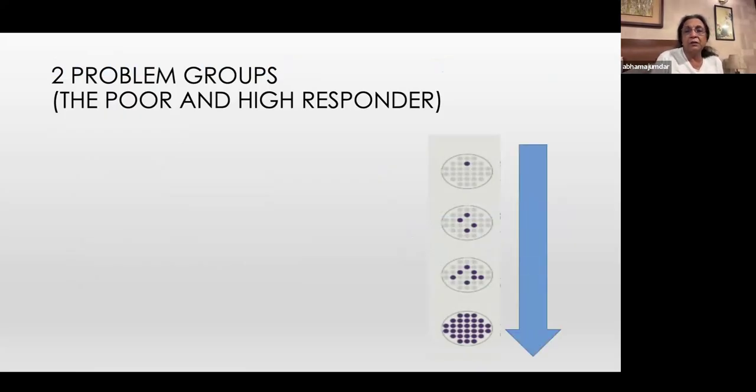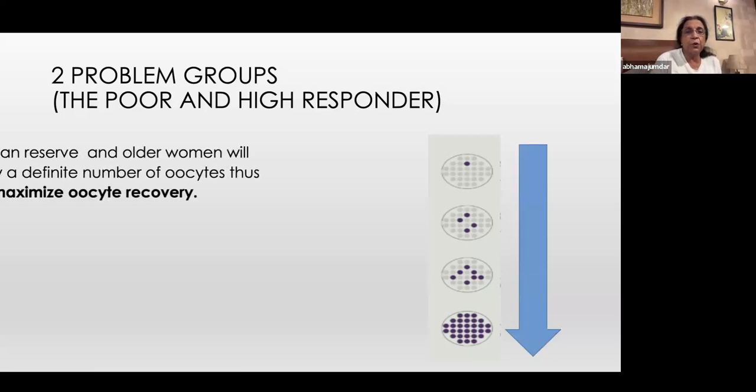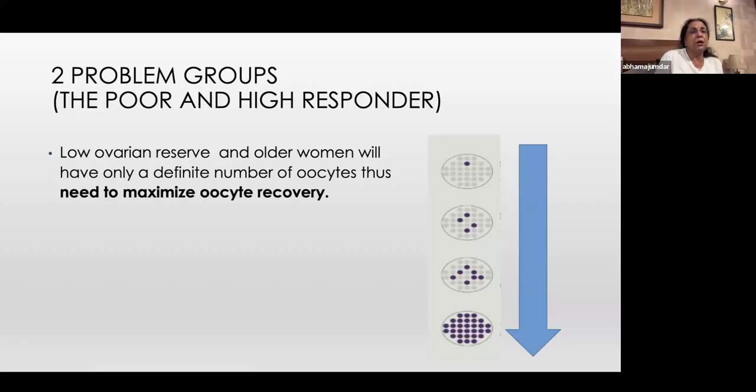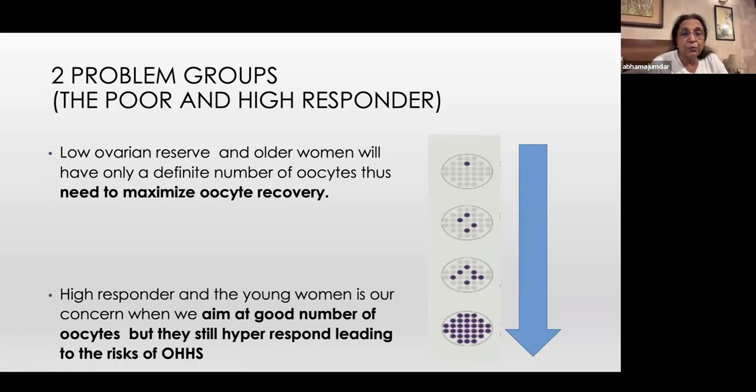So the response is like this, the lowest response and the highest response. So low ovarian reserve or older women will have only a definite number of oocytes, thus we need to maximize oocyte recovery. Now, when they have a low reserve, whether there is one antral follicle or 4, 5, 6 antral follicles, we need to push out all these follicles, and therefore dose doesn't matter. But yes, there is a definite dose after which, however much you may increase, it cannot push out more follicles and more oocytes.